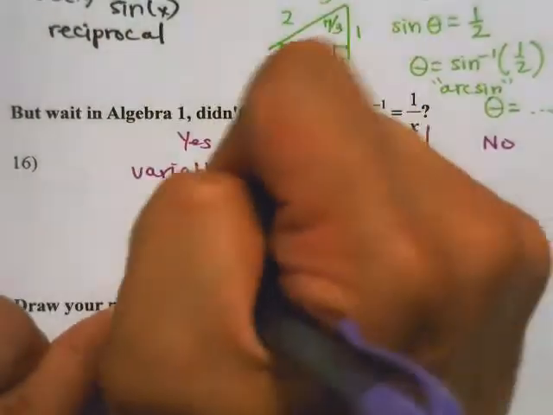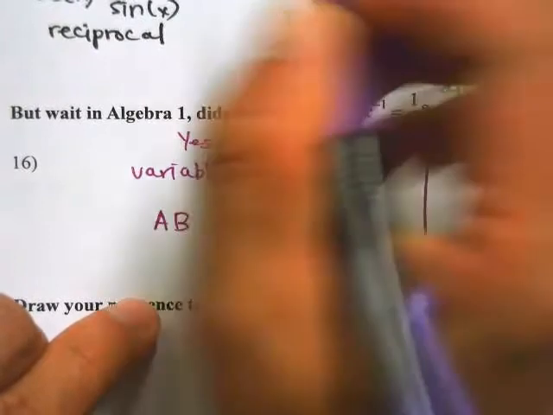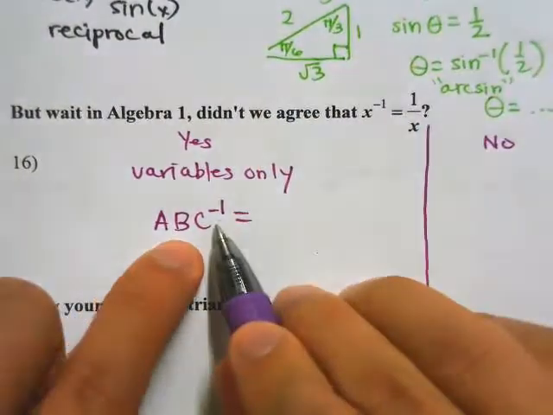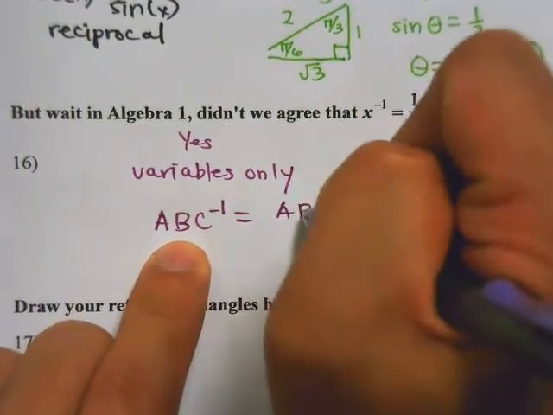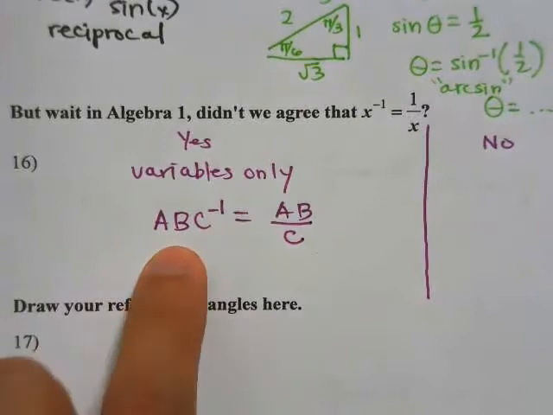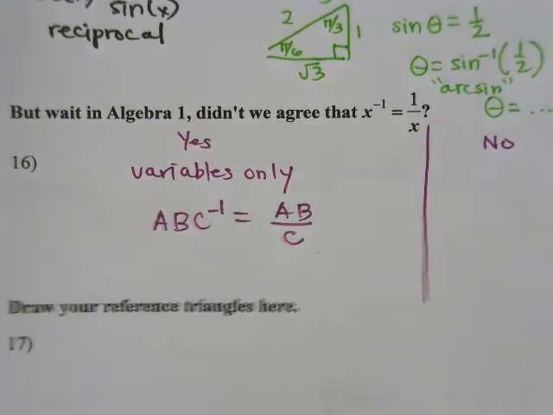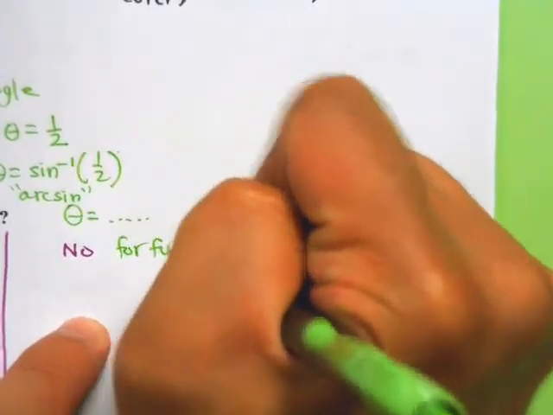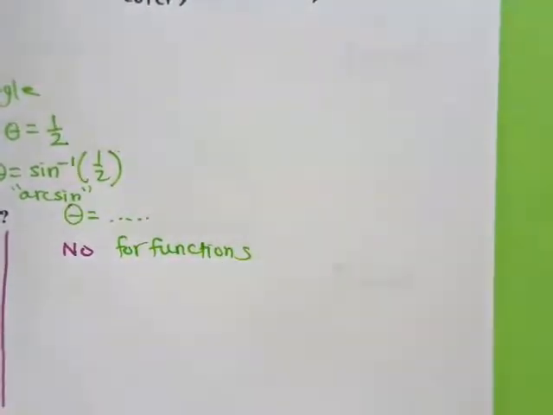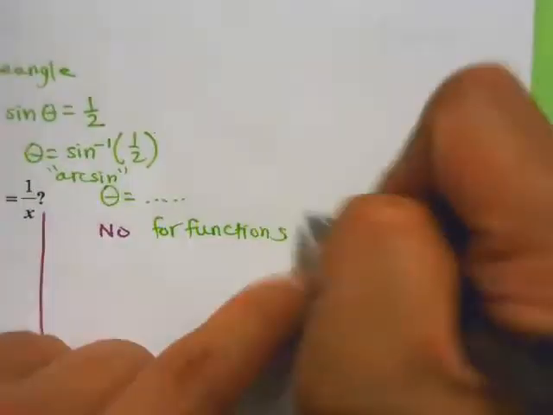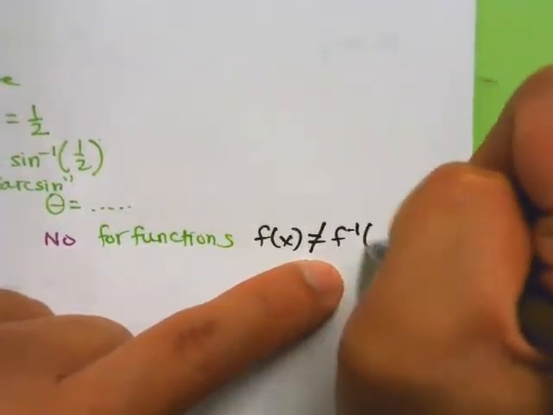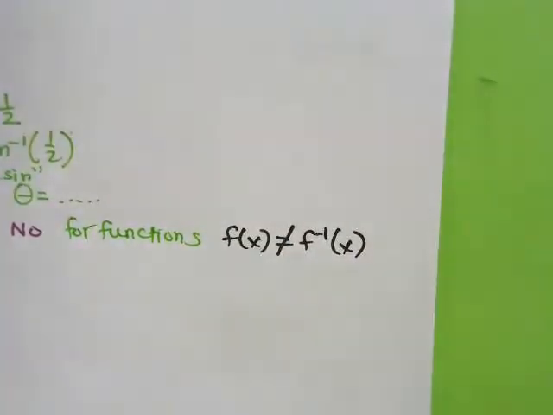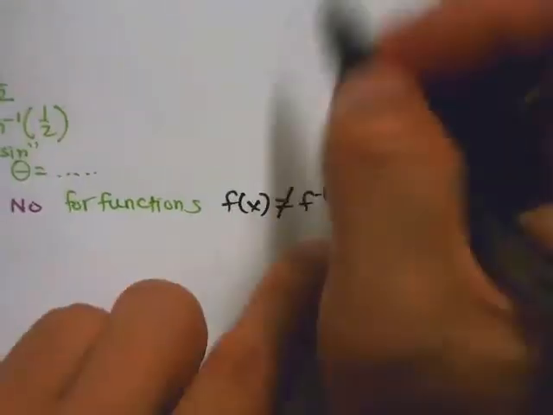So say, for example, we have a, b, c to the negative 1, and c is the only one that's to the negative 1, then we put that underneath, so that's going to be ab over c. If it's just strictly variables, that's totally fine. But it's going to be a no for functions. Okay. f of x is not the same as f to the negative 1 of x. It's inverse. Okay, so this is an inverse.